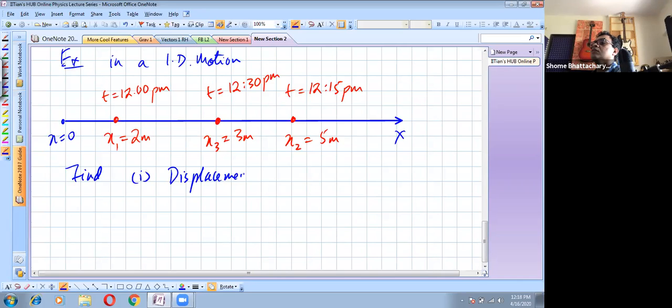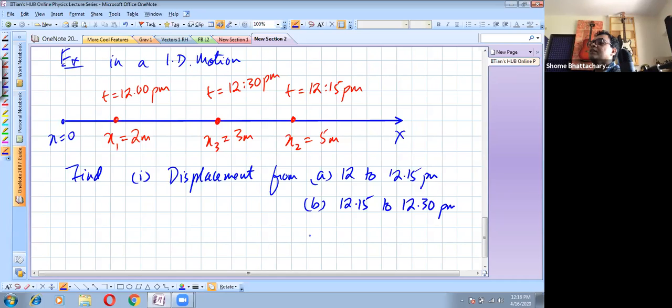If I say displacement alone, the statement doesn't make sense. You have to ask me what you are asking about displacement. Am I asking from 12 to 12:15, or am I asking from 12:15 to 12:30? So we have to find displacement from, let us say, 12 to 12:15. Then we have to find again the displacement from 12:15 to 12:30. And then we have to also find the net displacement, that is from 12 to 12:30. So let's do this as one part of the question.